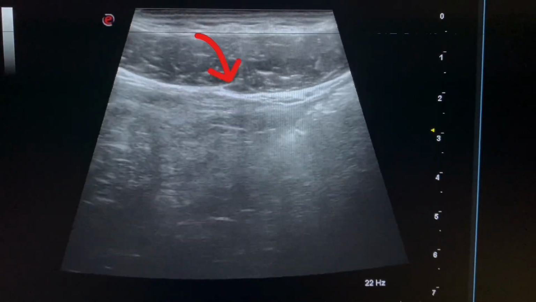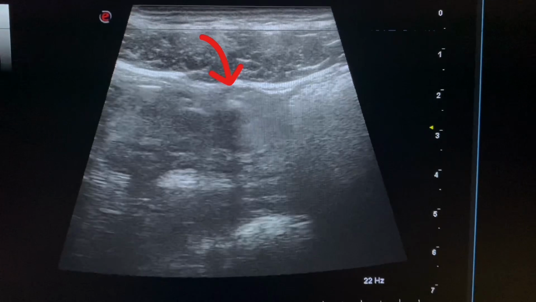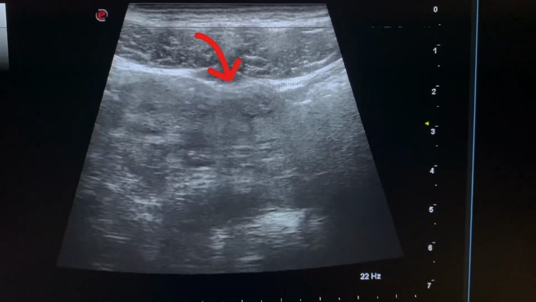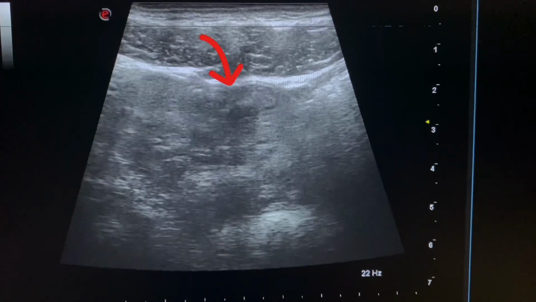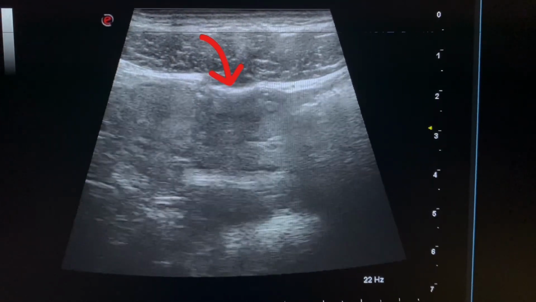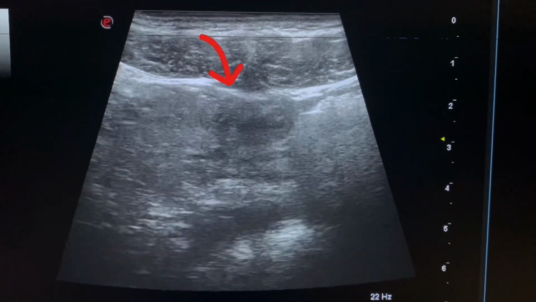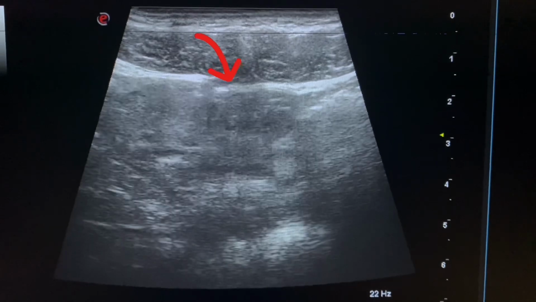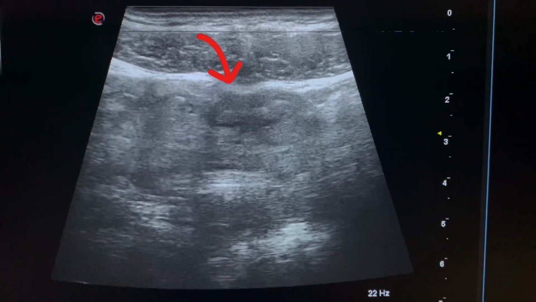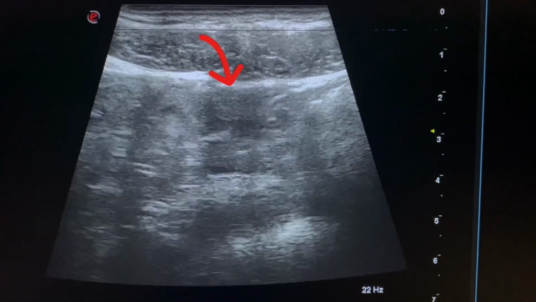Now we're sliding the probe upward to locate the distal ileum, or distal part of the small intestine. Here we see the peristalsis in the gut. The distal ileum is full with food particles and shows increased peristalsis.